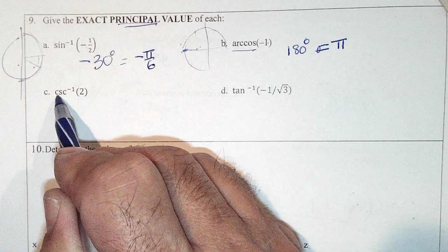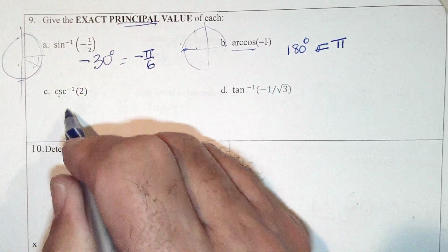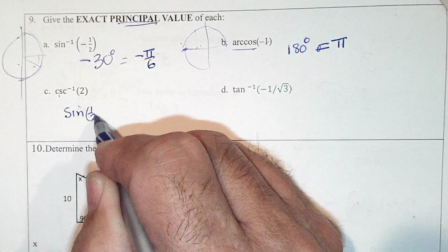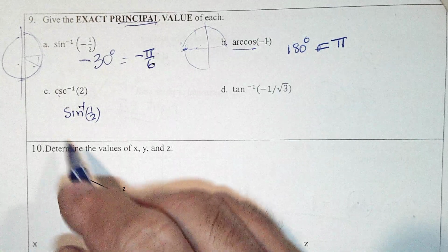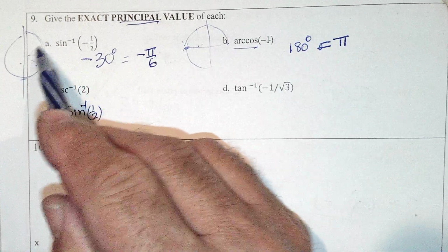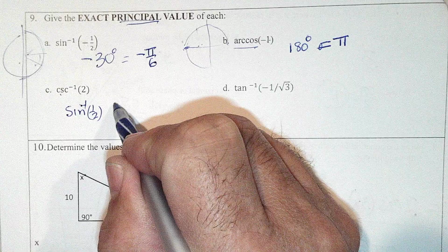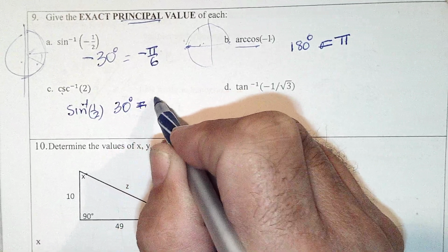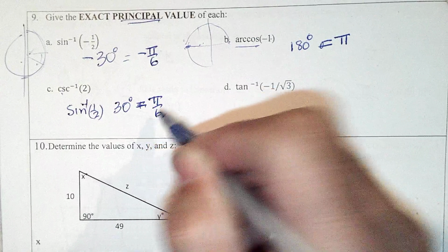Cosecant. Cosecant's the reciprocal of the sine, so this is asking for when the sine is 1/2. Sine inverse. So we're now going to go in the first quadrant, so it'll be a plus 30 degrees or plus pi over 6.